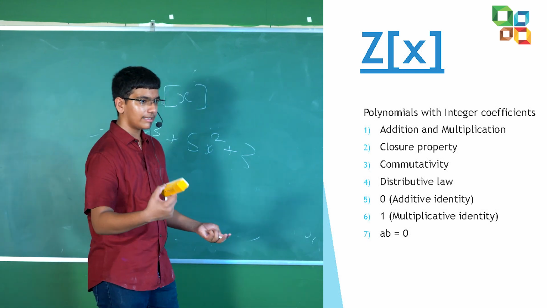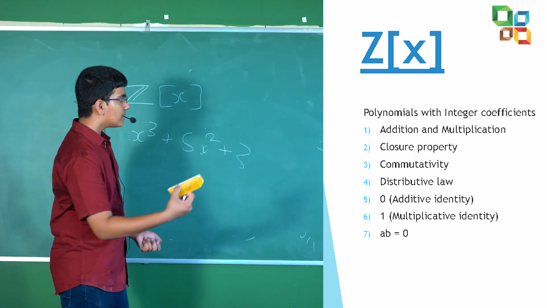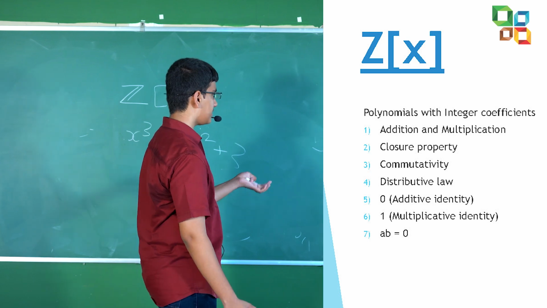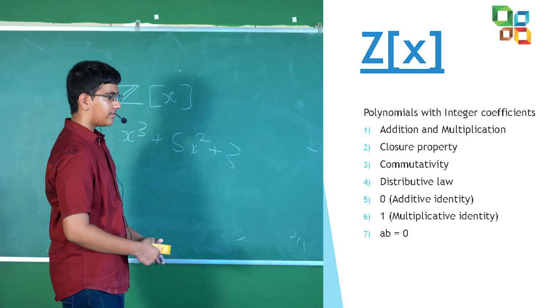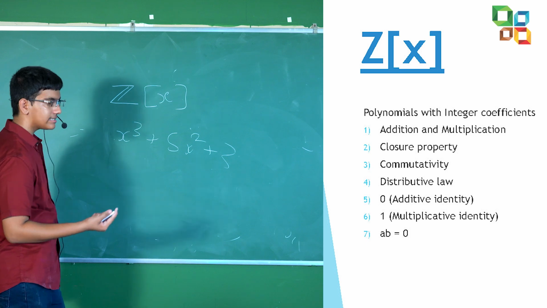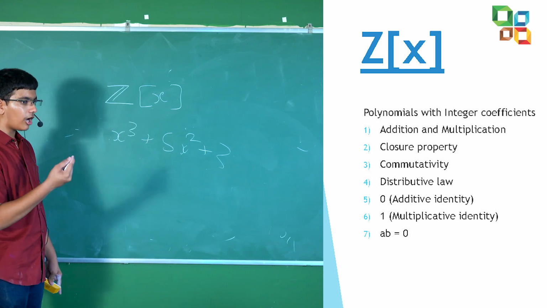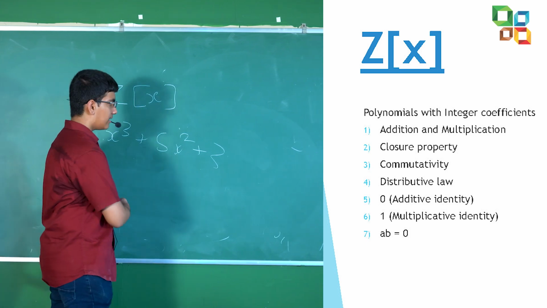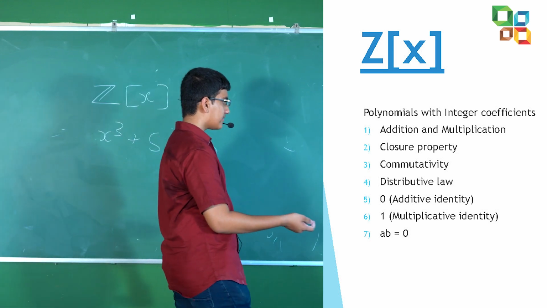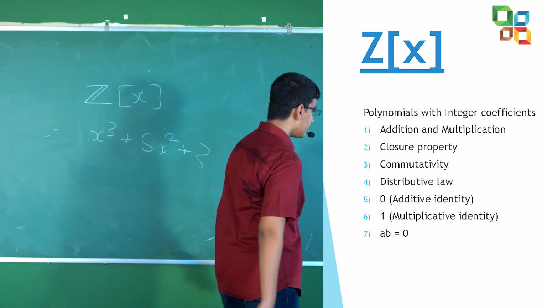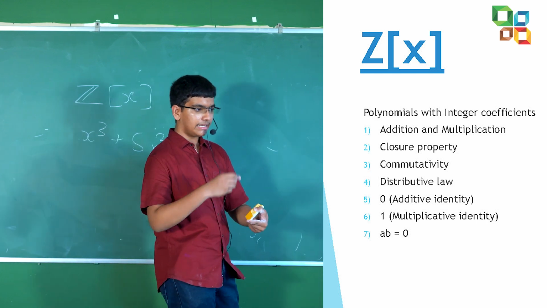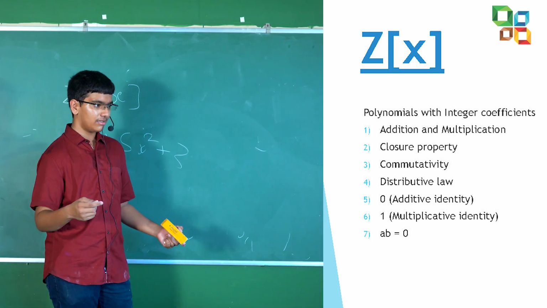You don't have to believe me. It's commutative and the distributive law is there. Then the additive identity is 0, or the 0 polynomial in this case. Multiplicative identity is 1. And over here, unlike the previous case, AB equals 0 means A is 0 or B is 0.